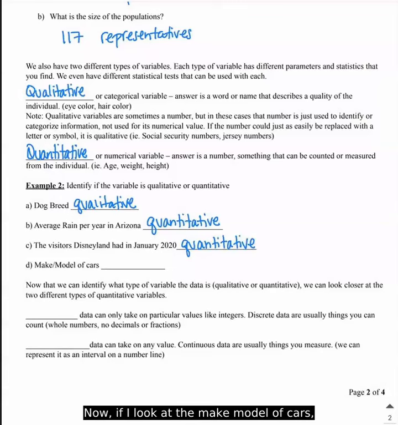Now, if I look at the make and model of cars, this could be Nissan, Chevy, GMC, Dodge. They're not really numbers. It's just a word that describes the type of car. So this would be qualitative.